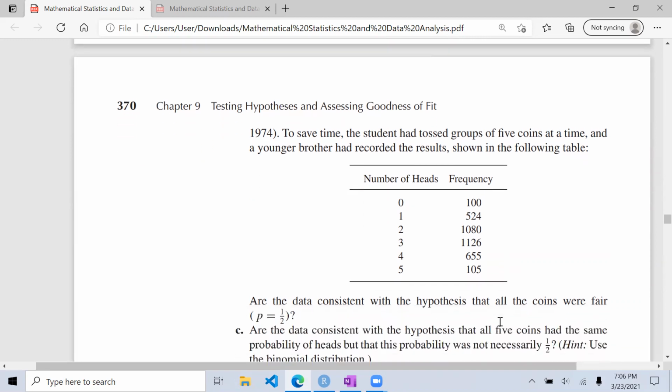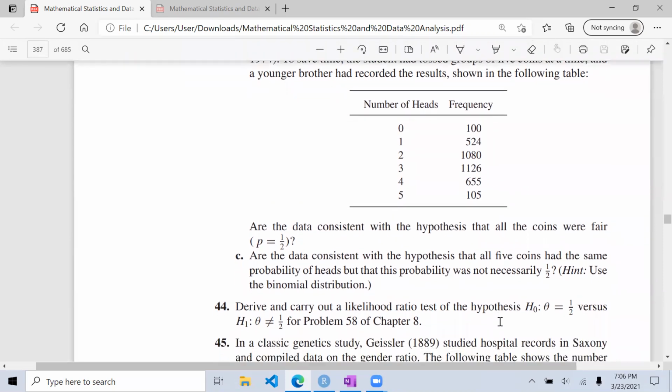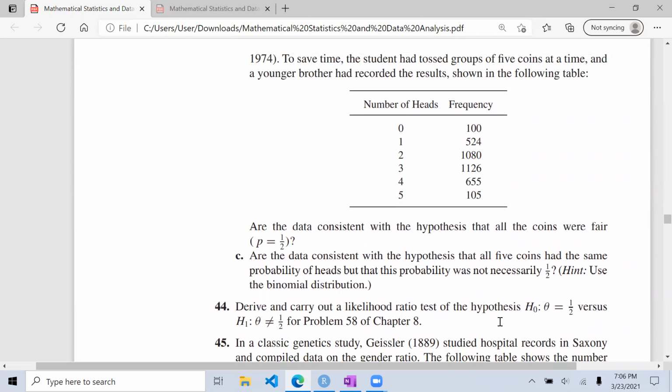So what you see here is a table of heads. This means how many times in the coin toss for each of those 5 coins did you actually observe 0 heads or 1 or 2, 3, 4, and 5. So they toss 5 coins, and this is the frequency you see among the coins for the number of heads. So the question is, is the data consistent with the hypothesis that all the coins were fair?